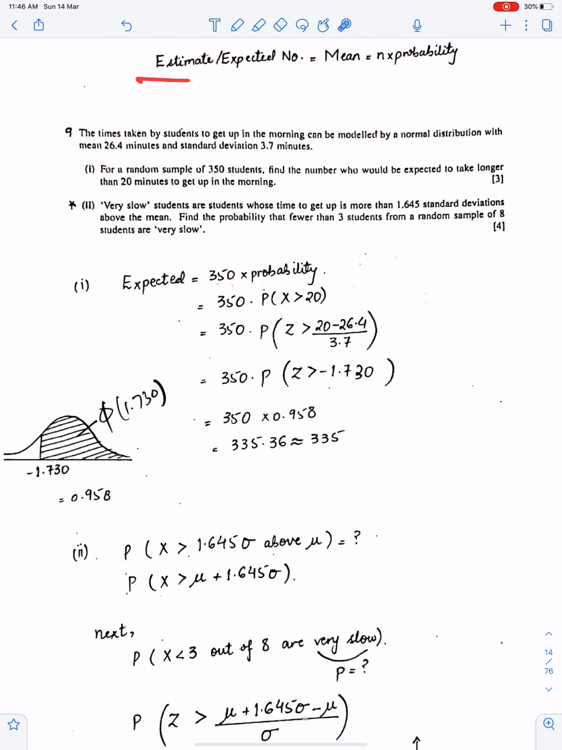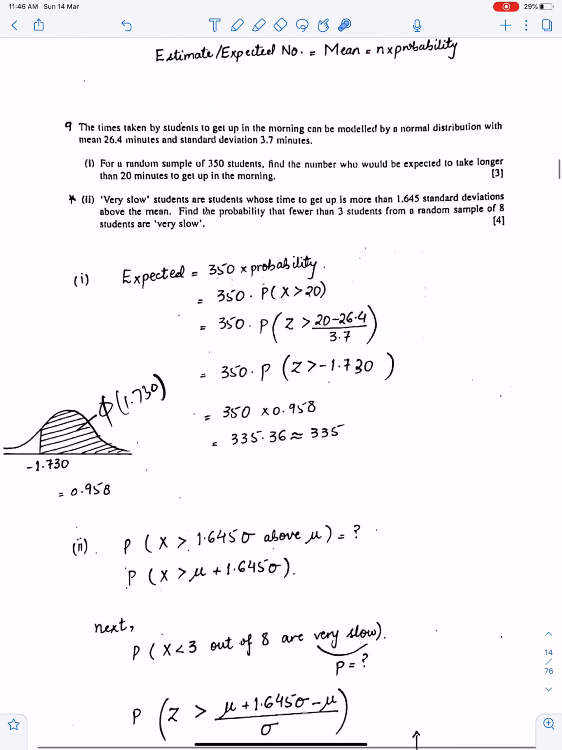Estimate and expected number mean the same thing. They all mean n times the probability of the requirement, because they are asking how many you would expect. The times taken by students to get up in the morning can be modeled by a normal distribution with this mean and this standard deviation. For a random sample of 350, find the number who would be expected, so 350 times the probability of the requirement, longer than 20 minutes.